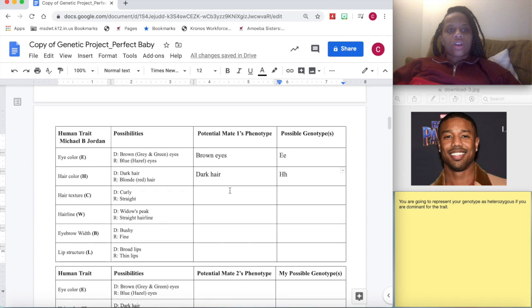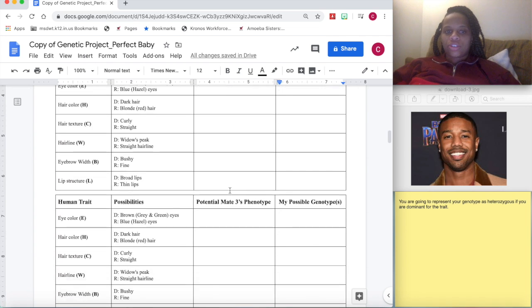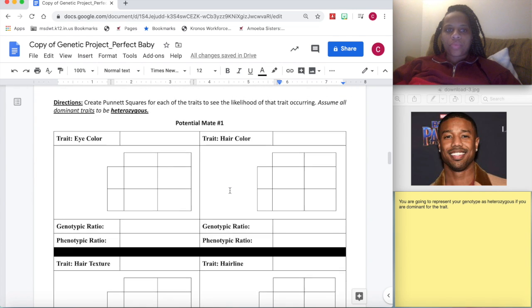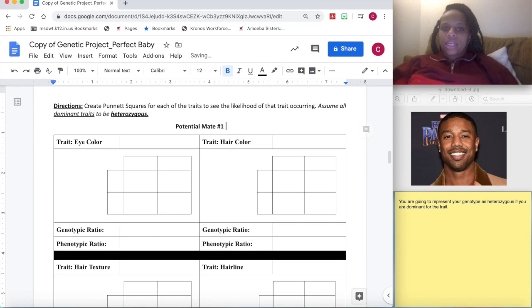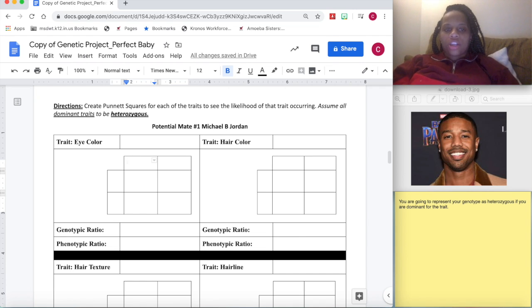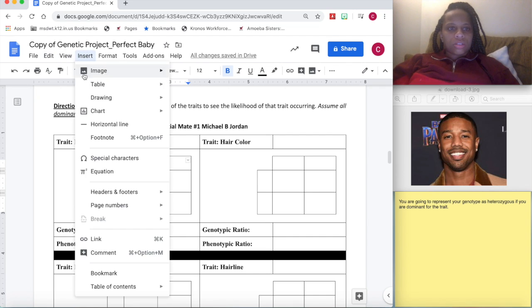So now we're going to scroll down. You don't have to do this portion because you're only doing it for 1 trait. So now, my potential mate, number 1, is Michael B. Jordan. So eye color. In this top box, you are going to put your traits. So eye color, I was recessive, little e, little e.